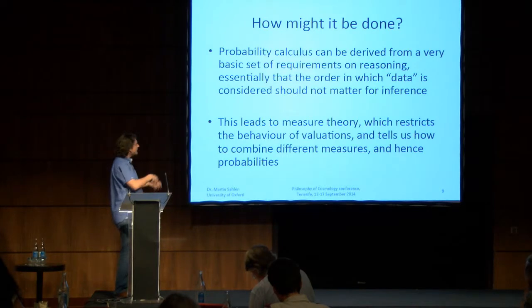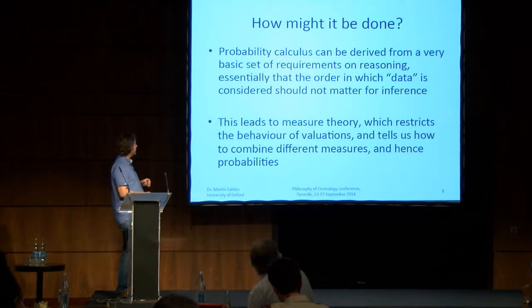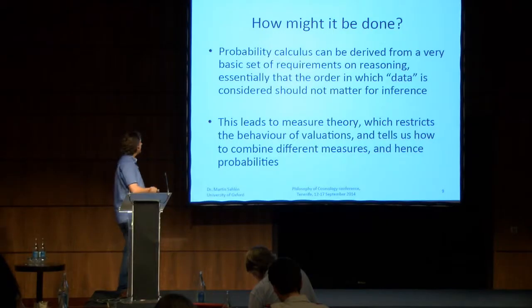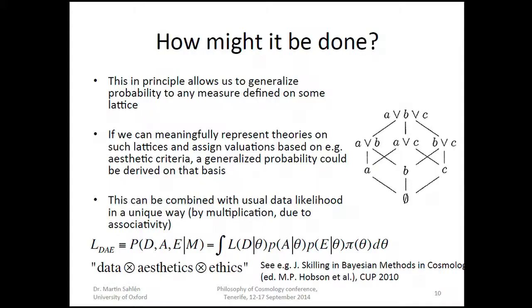Okay, so this leads on to measure theory, and that restricts the way that valuations can operate on theory space. And it tells us how to combine different measures based on these quite simple requirements. So it tells us how to combine probabilities. And so in principle, such a construction would allow us to generalize probability to any measure defined on some lattice. So think of this as a lattice of theories. There's an empty set, there's some foundation elements, and then you just combine all the combinations, basically.